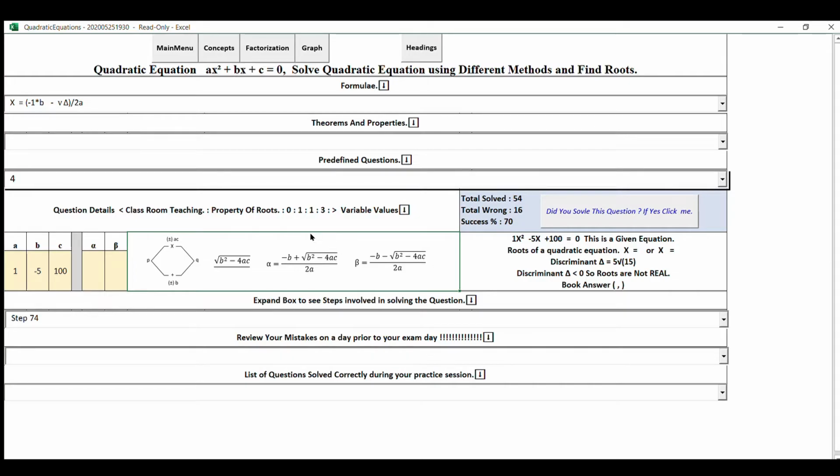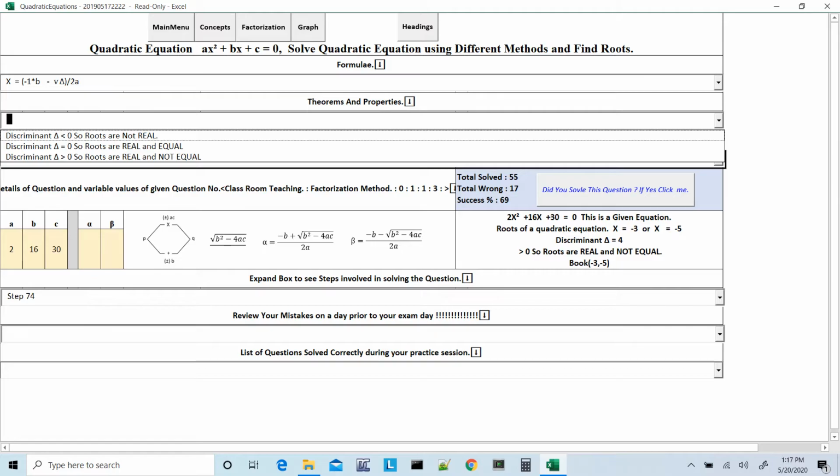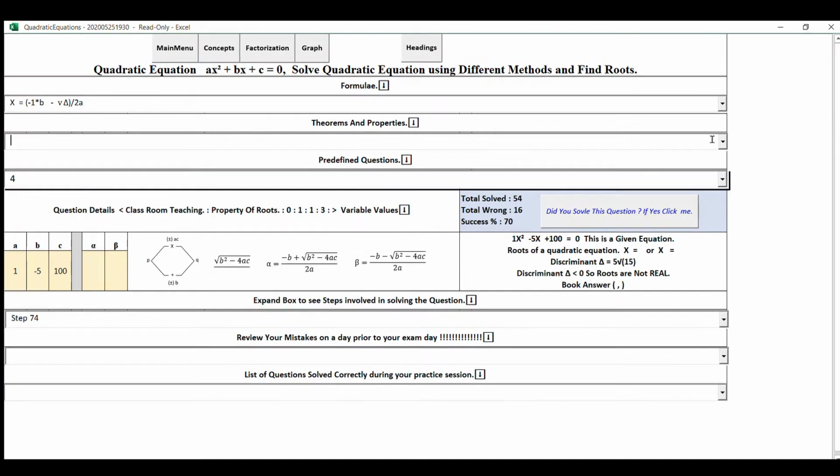So what does that mean? If b square minus 4ac is a negative number, the square root of a negative number is not possible. It is imaginary, because you are finding the square root of a square, and a square can never be negative. So that is the reason your third property is: if the discriminant delta, that is b square minus 4ac, is less than 0, then the roots are not real. These are imaginary numbers. Now in terms of graph, how do they look?